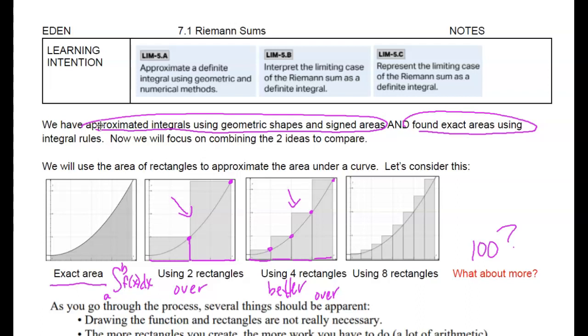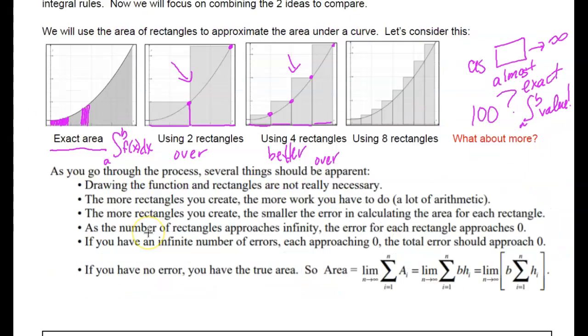And so what happens is if I had 100, I'll go back to the original drawing, they would be so tiny because they're so narrow that really my area, because I can just take one right here, is going to be almost exact. So as the number of rectangles goes to infinity, it's almost the exact integral value, okay? And so that's the idea behind Riemann sums.